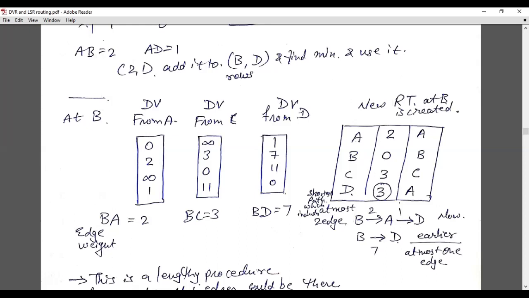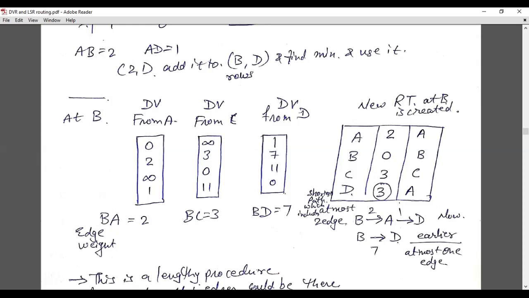In this way, the updated table is created for B. What we get here is B to A and A to D. Earlier there was a path from B to D which was 7, and now we have B to A to D which is 3. B to D through A, the last line, the circled one. Now we are getting the optimal solution.